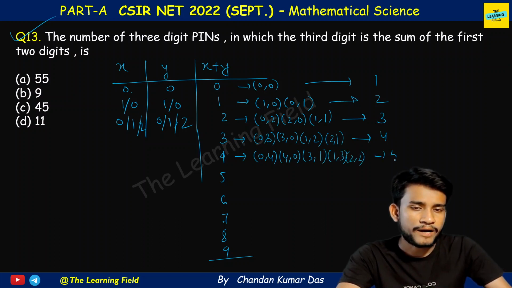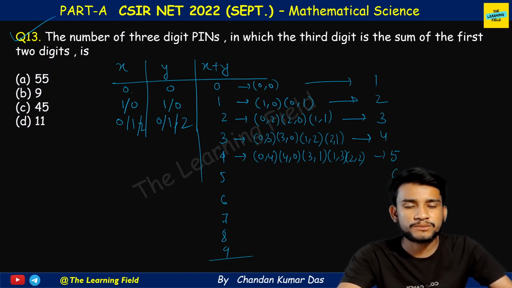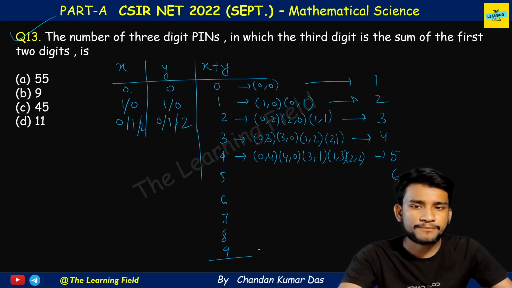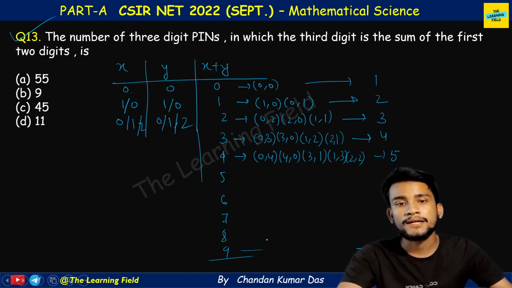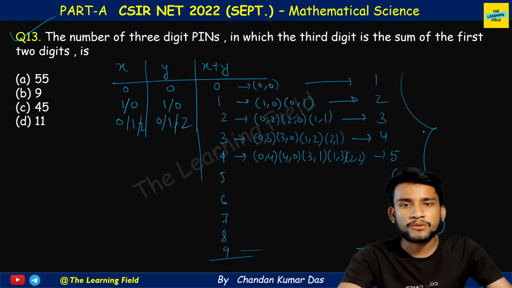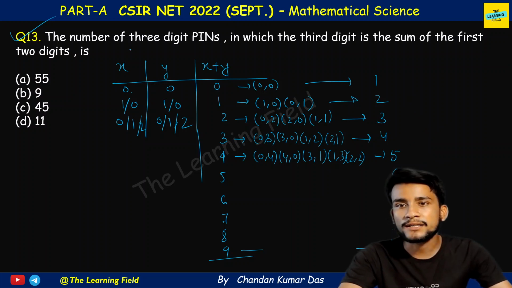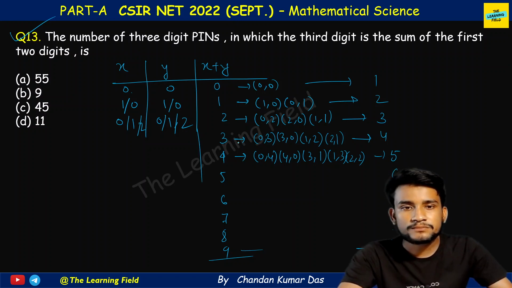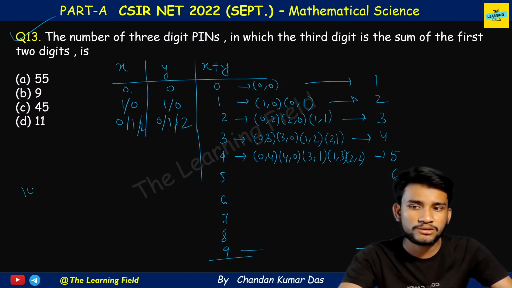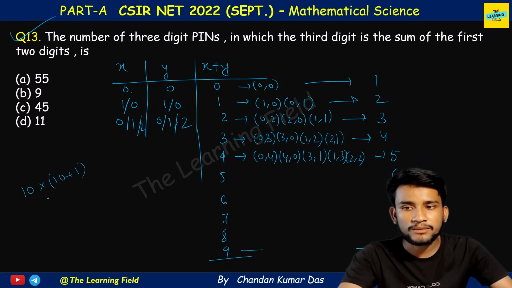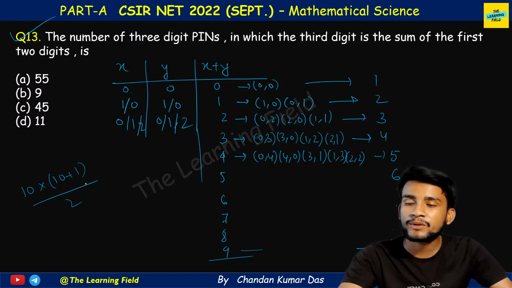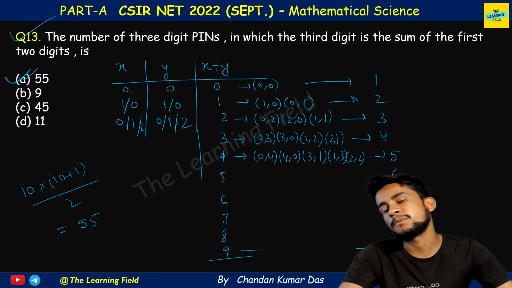So we get 5 possibilities. Similarly for 5, we get 6 possibilities. You can check that for 6, then 7, then 8, then 9, it continues up to 10. For the last digit 9, we get 10 combinations of X and Y. Therefore this sum is our answer, because we have to find the number of 3-digit pins. These are all natural numbers, so this is the sum of the first 10 natural numbers, which is n into n plus 1 by 2, that is 10 into 10 plus 1 by 2, which is clearly 55. So the answer is 55.